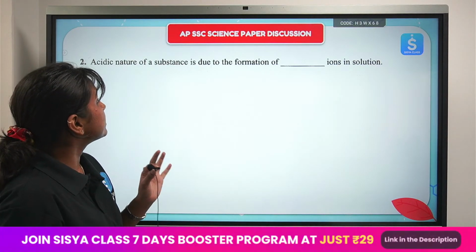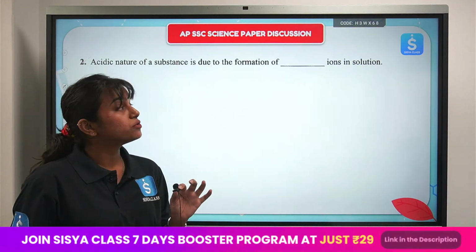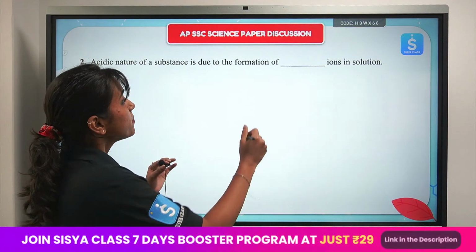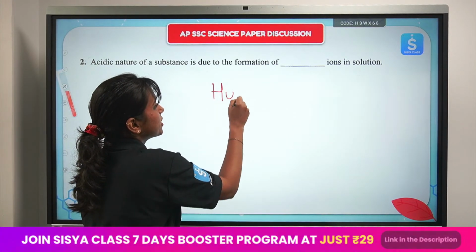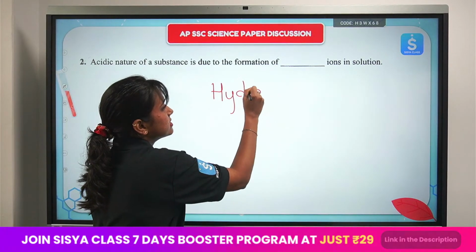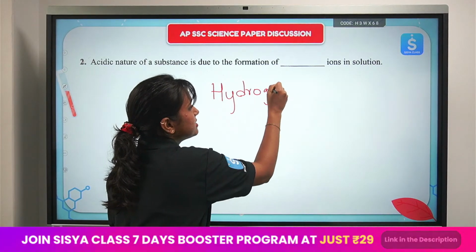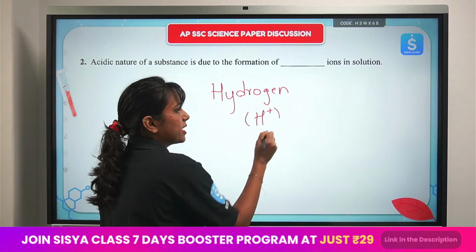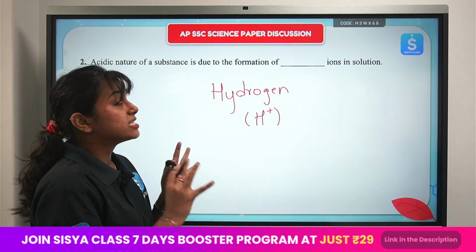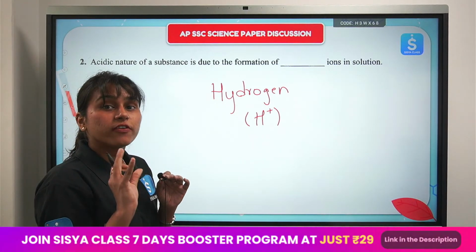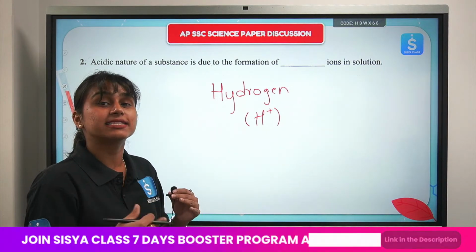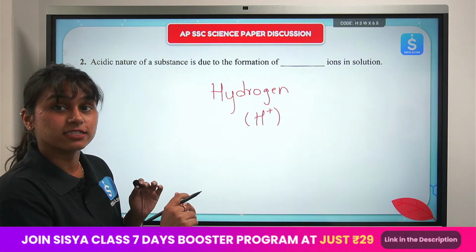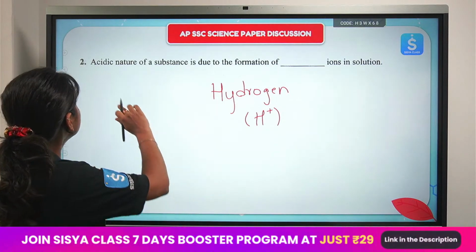Acidic nature of a substance is due to the formation of dash ions in solution. So the answer is hydrogen ions in the solution. How do we write hydrogen ions? H plus. Hydrogen ions is the identity. The amount of hydrogen ions shows how acidic the substance is. So hydrogen ions is the answer. I hope this is clear. We'll move on.